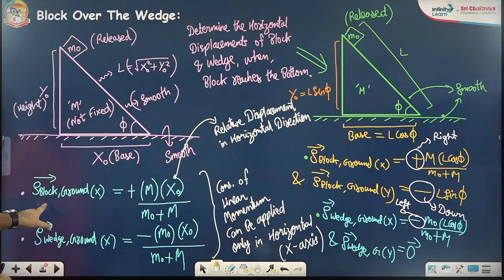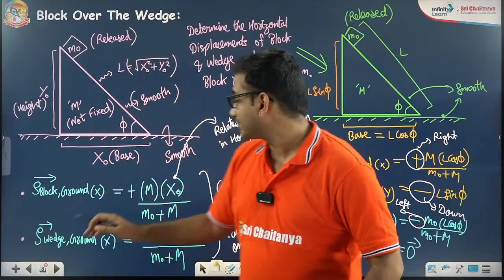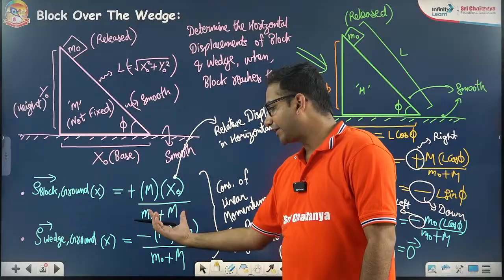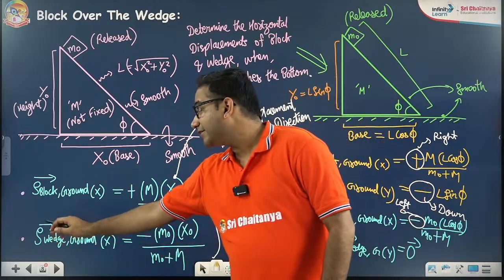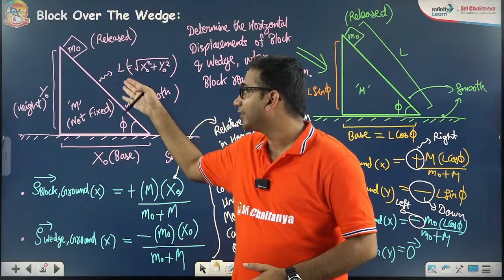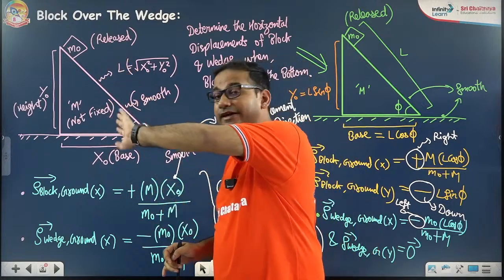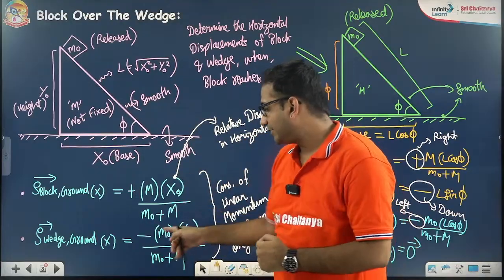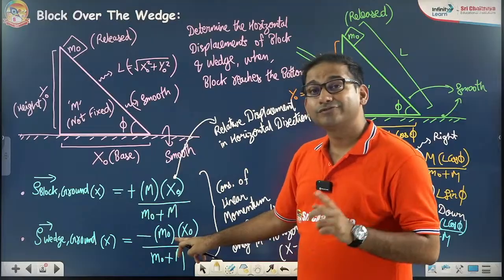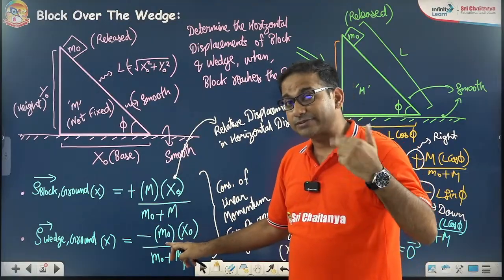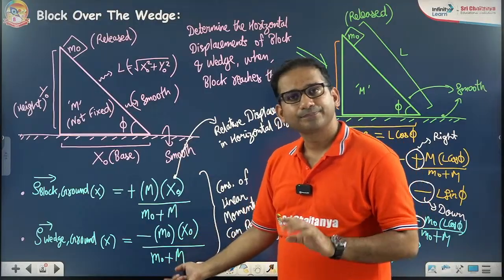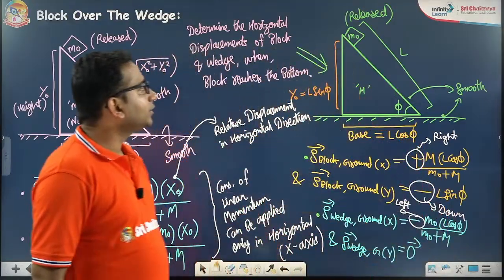Now, if you're writing the displacement of the block, you need to take the wedge mass, and it is in the forward direction. That's why plus the relative displacement x naught by the total mass of the system. Similarly, if you're writing the displacement of the wedge, try to feel it. By the time the block is moving down and forward, the wedge will keep on moving leftward. Backward means negative. If you're writing the displacement of the wedge, you need to take the mass of the block, m naught, the opposite mass, into the relative horizontal displacement by the total mass of the system. Clear? Let's take a numerical model here.